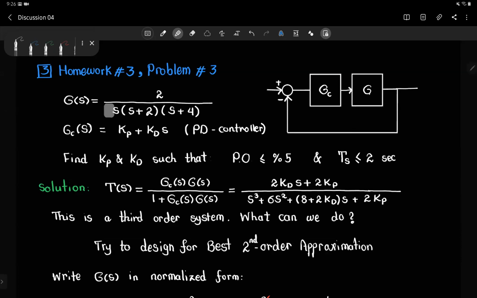The transfer function has 3 poles, right? It has a pole at s equal to 0, a pole at s equal to -2, and a pole at s equal to -4. If I were to choose 2 poles out of these 3 so that we get the best second order approximation, which are the two poles that I should pick for my second order approximation? Any ideas?